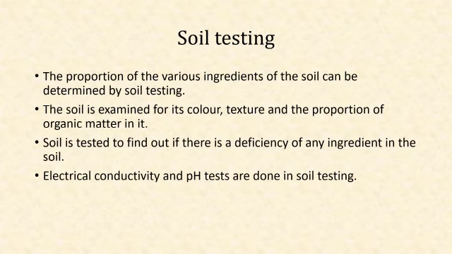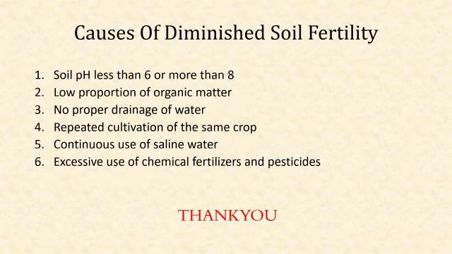that affect crop productivity. Causes of diminished soil fertility. First, if soil pH is less than 6 or more than 8. For the proper growth of plants, the soil pH should be between 6.5 to 7.5. Second, low proportion of organic matter. If the soil is devoid of organic matter, then it won't get proper nutrients.